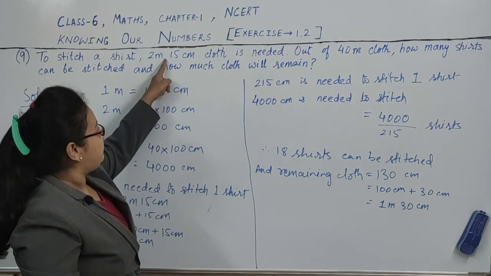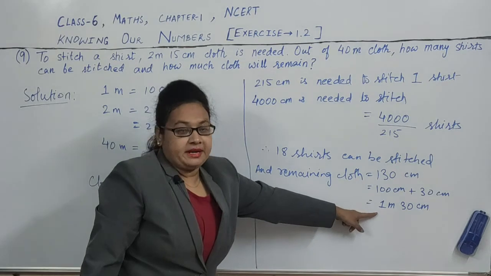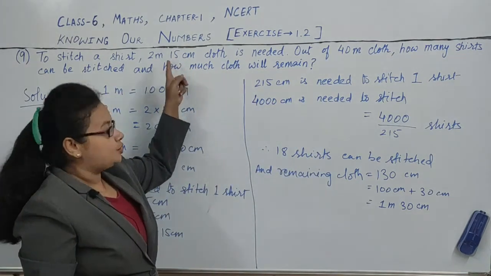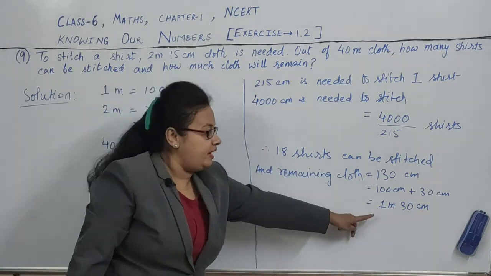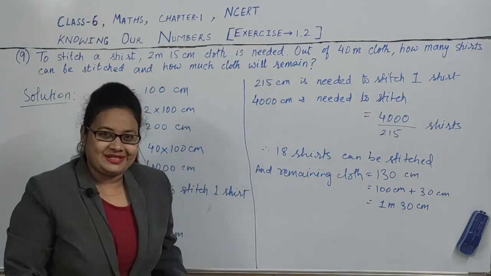One shirt needs this much cloth, so we cannot stitch another shirt now because the remaining cloth is less than this. So no more shirts can be stitched. This will remain and 18 shirts can be stitched. So, understood?